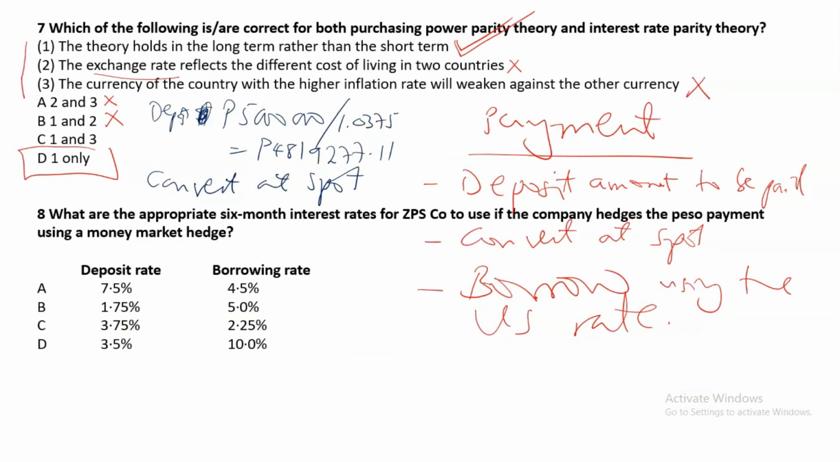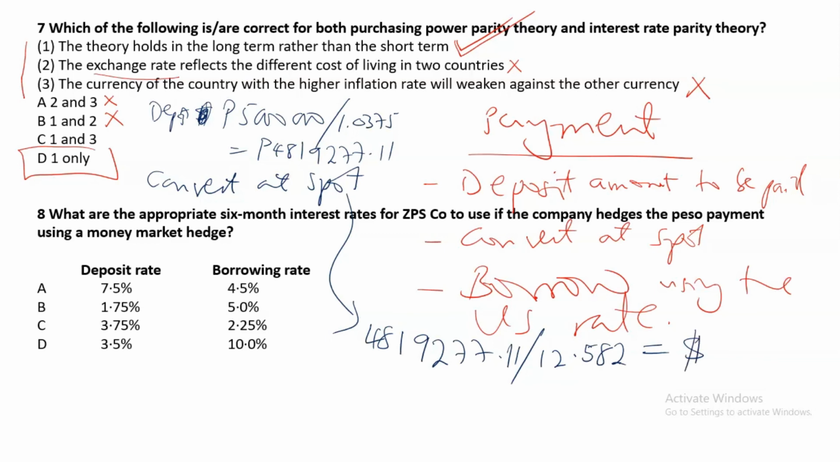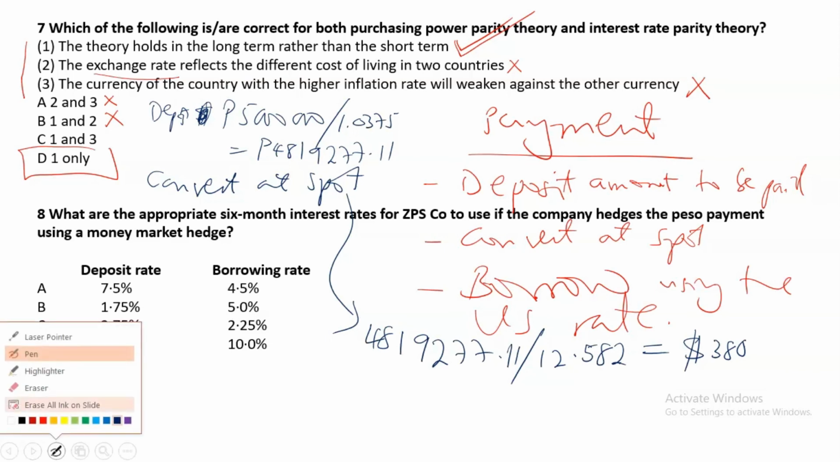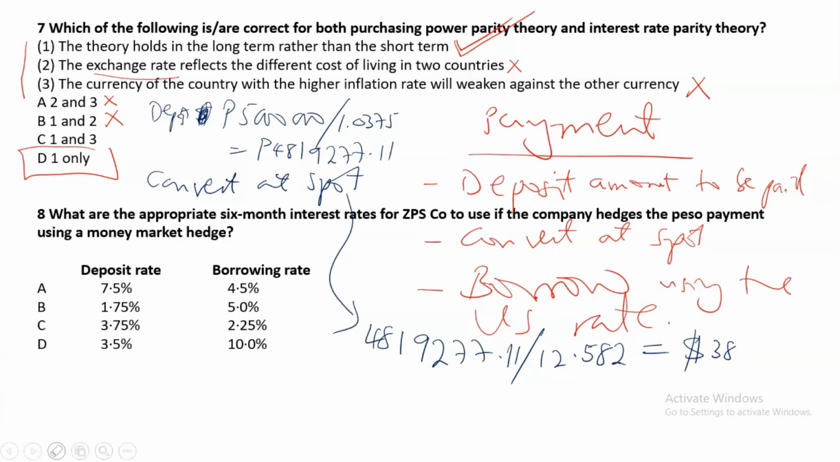So that's the trick. We come here and say, please convert 4,819,277.11 pesos by 12,582, which was the higher rate there, and we get the USD amount. Okay, the USD amount becomes 380. Sorry, it's not 380. It's 383,029.50.